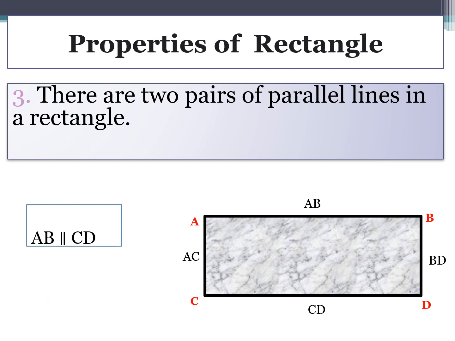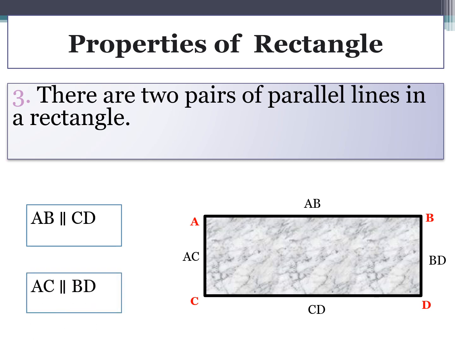So line AB is parallel to line CD, or line CD is parallel to line AB. Line BD is parallel to line AC, or line AC is parallel to BD. In this way, we can say that there are two pairs of parallel lines in a rectangle.